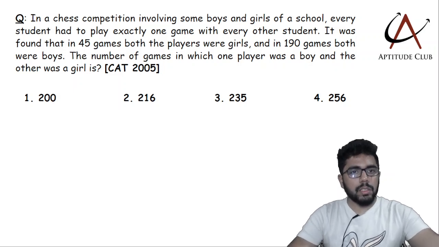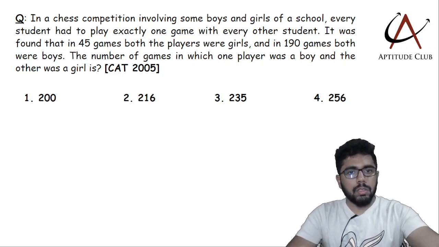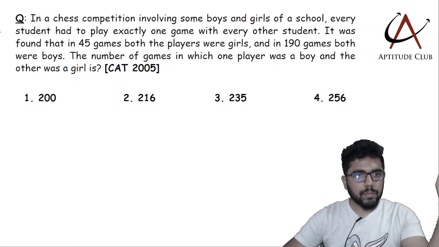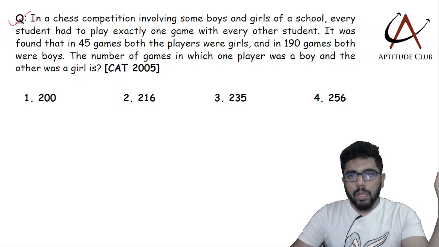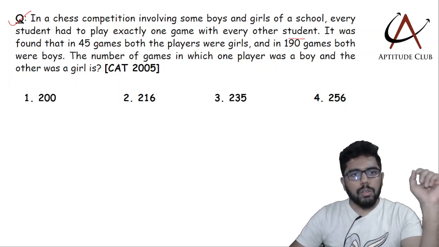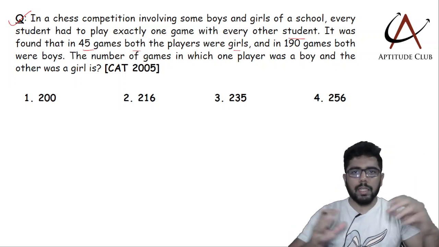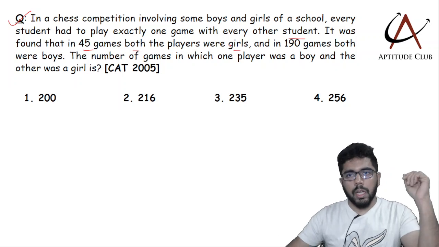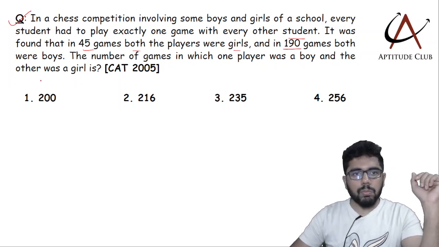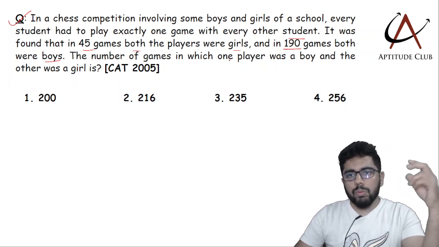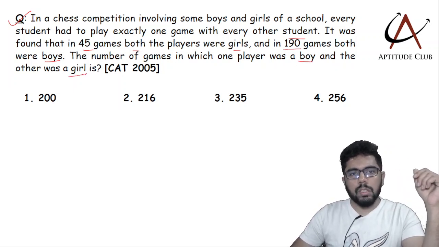Now, looking at this question: in a chess competition involving some boys and girls, every student had to play exactly one game with every other student. It was found that in 45 games, both the players were girls, that means girls versus girls. And in 190 games, both players were boys, that means boys versus boys. The number of games in which one player was a boy and one player was a girl is?